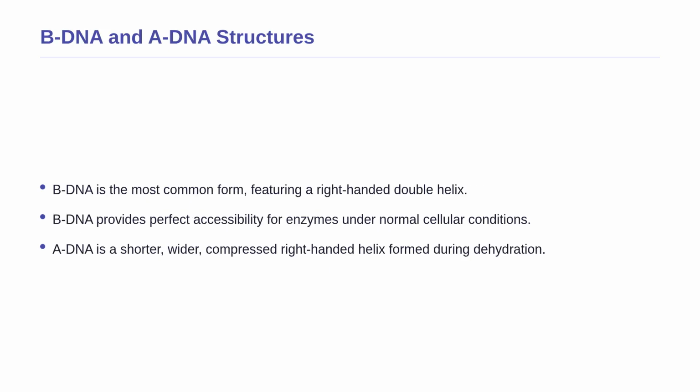Now that we know DNA can change shape, let us look at the most common form, bDNA. This is the standard right-handed double helix found in living cells, providing perfect accessibility for enzymes that replicate our genes under normal conditions. However, when DNA is dehydrated or pairs with RNA, it compresses into aDNA. aDNA is also a right-handed helix, but it is significantly shorter and wider. This temporary wider shape is absolutely crucial during the process of making proteins in the cell.